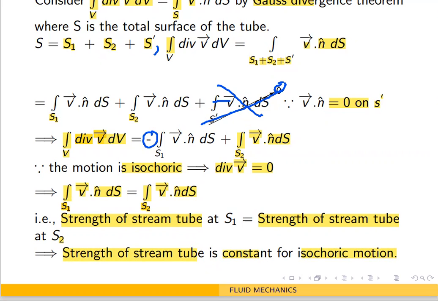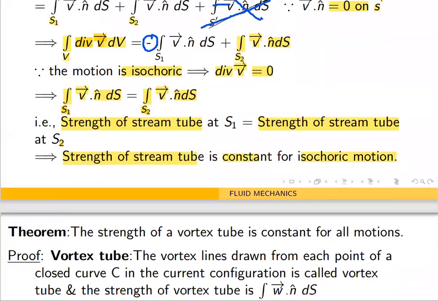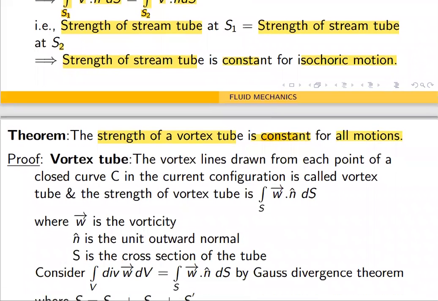Okay. Now, let us take a vortex tube. The next theorem is to prove that the strength of the vortex tube is constant for all motions. Very, very important: for any motion of the continuum, the strength of the vortex tube is constant. To prove it is constant, what is a vortex tube? The vortex lines drawn from each point of a closed curve C in the current configuration is called a vortex tube.